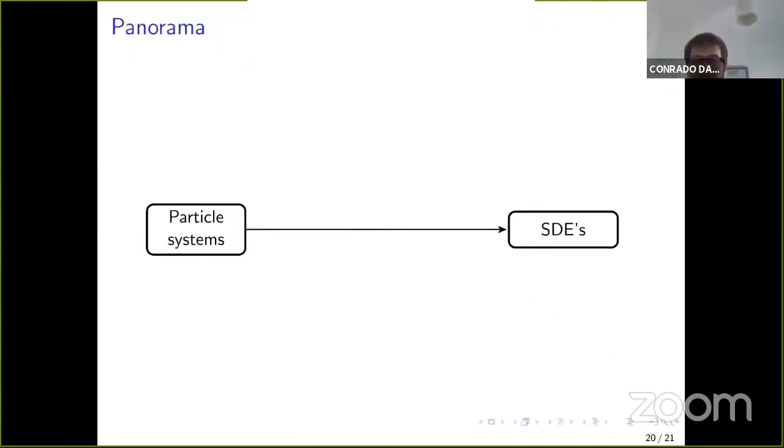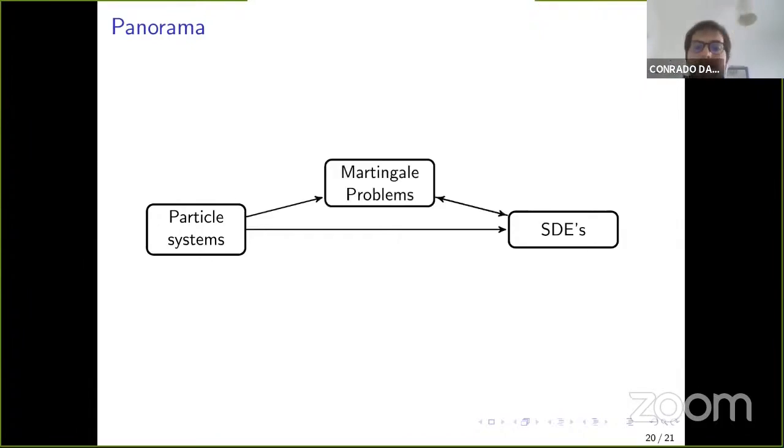So to conclude, I'm almost out of time, but I want to give you the overall picture of how particle systems give rise in the limit to solutions of stochastic differential equations, and how we are employing Dynkin martingales, tightness arguments and martingale problems to complete this picture. So basically, martingale problems are the link between these two objects.